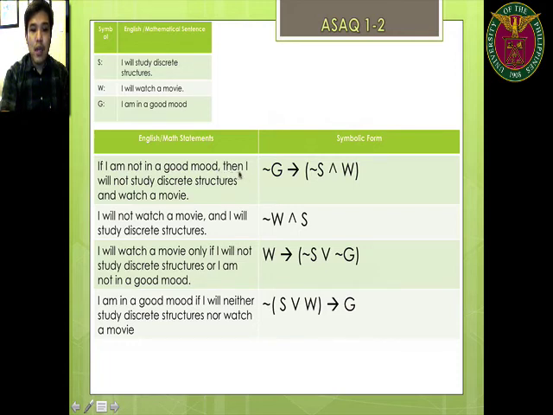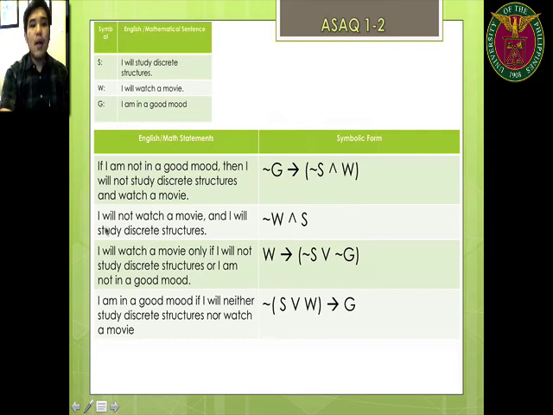So after the keyword then, we will look at the next propositions. I will not study discrete structures. It is the negation of S. So it's not S. And watch a movie. So we will use a conjunction. Not S and W. And since it succeeds the keyword then it will be at the right side of the implication symbol. So not G implies not S and W.